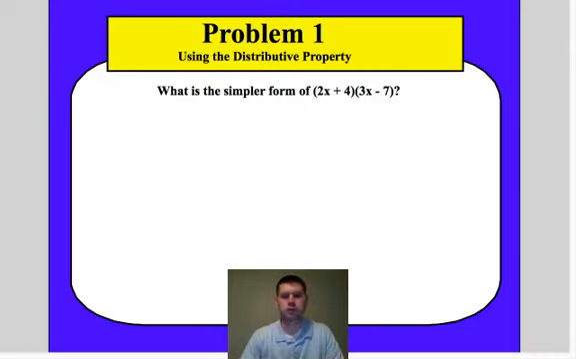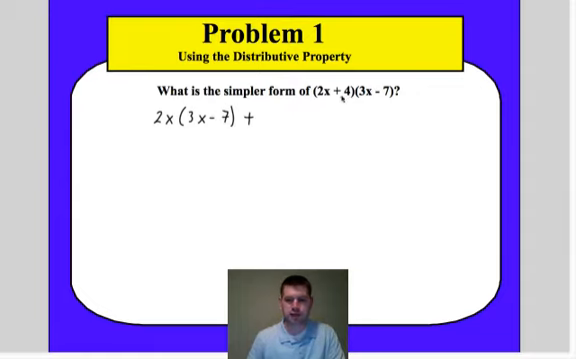The first problem here is, what is a simpler form of 2x plus 4 times the other binomial, 3x minus 7. We're talking about how to multiply these two binomials together. Using the distributive property, we take this first term and multiply it by this binomial, so we break it down and write it as a monomial times a binomial. Then I take the second term and multiply it by that second binomial. Really I'm just using the distributive property: first term times that one, this term times that one.